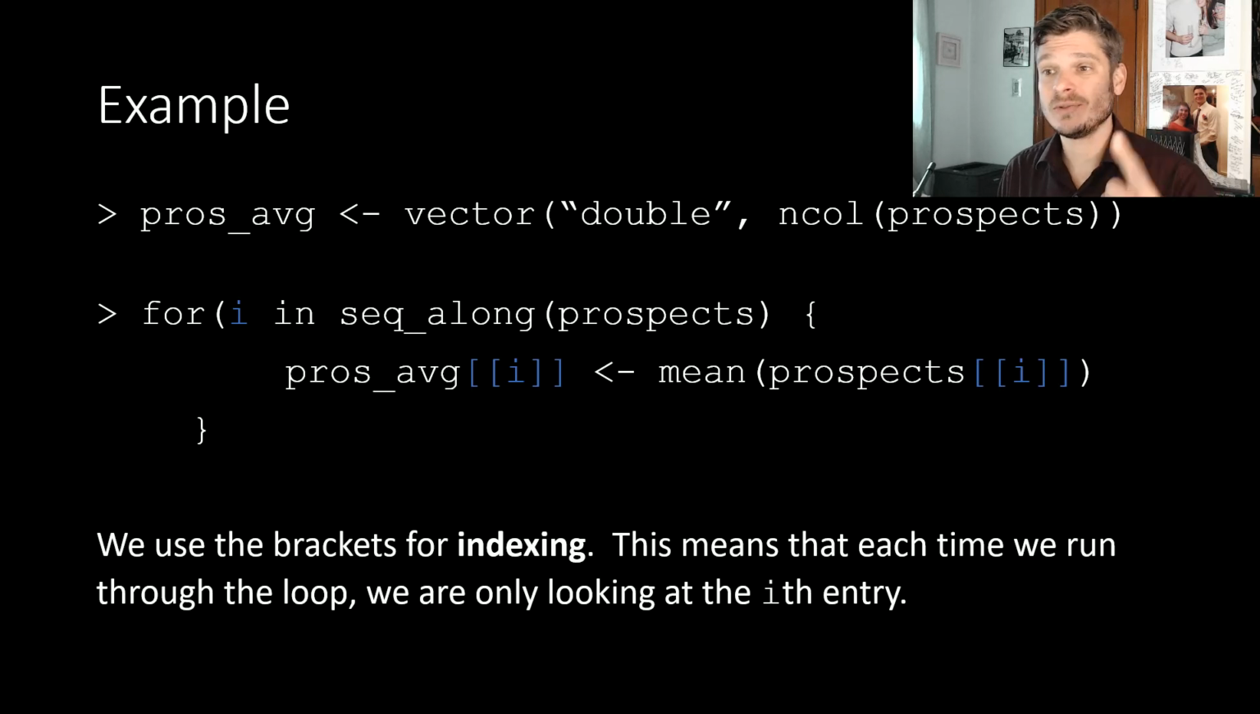We get done running through the code, then i changes to 2. And then we're going to run through the second column in my data frame. And i changes to 3, 4, and then there's 5 columns. So it's only going to run through 5 times and then be done. And again, this makes it reusable. So those brackets are how we do indexing.